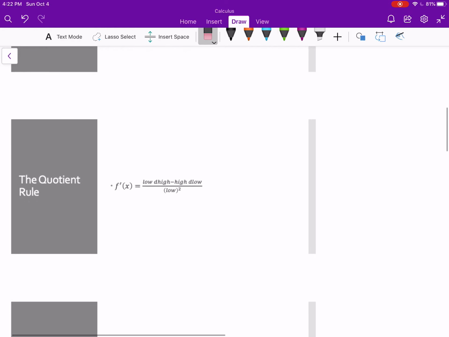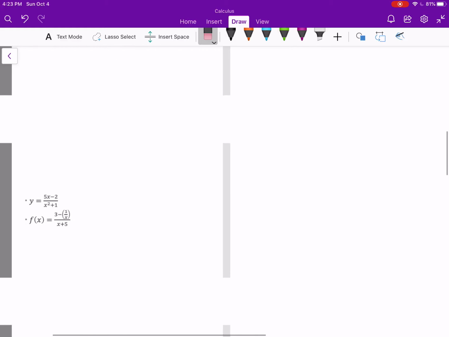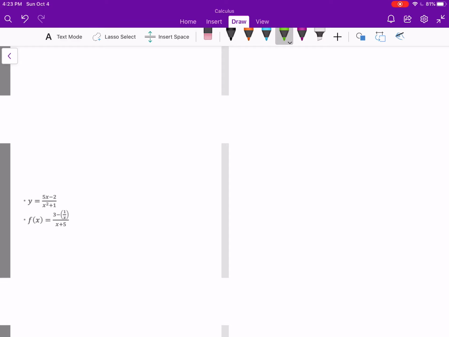The quotient rule is low d high minus high d low over low squared. So let's take a look at what that will be like. So for the first one, y prime equals our low, so x squared plus 1, d high, which is just 5, minus high, 5x minus 2, d low, which is 2x, all over the quantity of the low, so x squared plus 1 squared. And then we're just going to simplify.